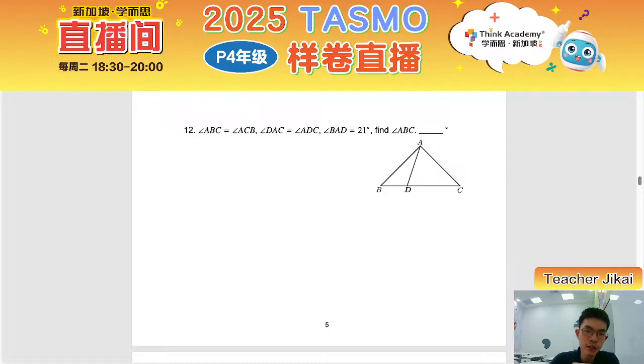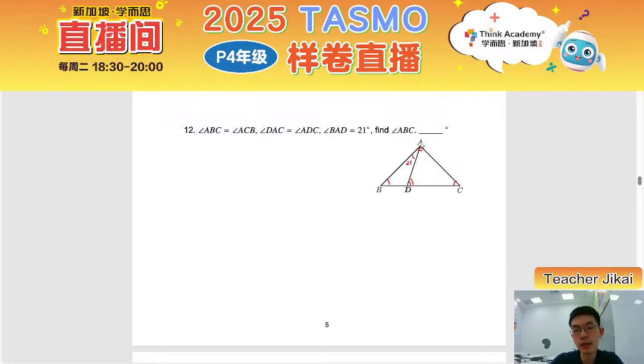Alright, this one is about the angle calculation. So ABC equals ACB, DAC equals ADC. Okay, so this angle equals this angle. This angle equals this angle. And we know BAD is 21. So we want to know the angle of ABC here. Good. So how can we do it?